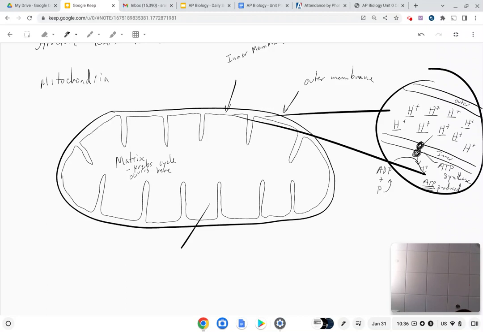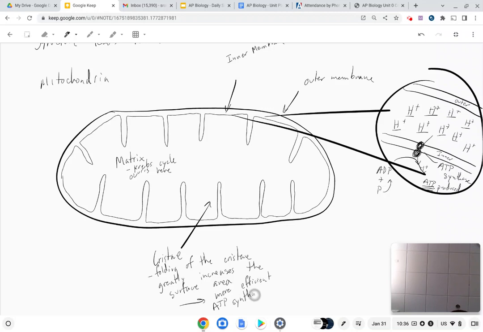Lastly, we've got these cristae. The folding of the cristae greatly increases the surface area, which leads to more efficient ATP synthase. So just think of it this way, right?